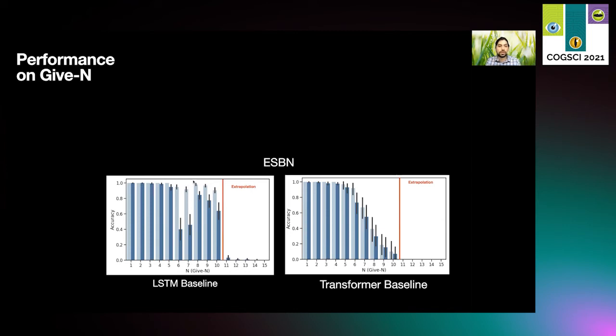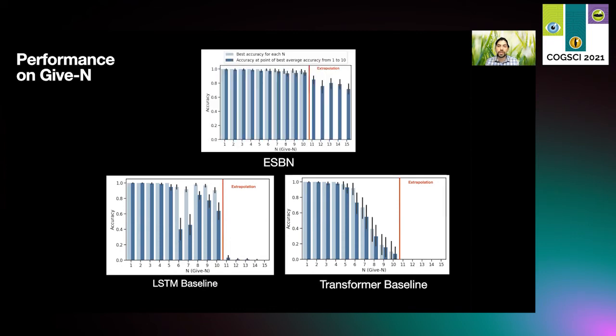And there are 2 bars because, for example, with the LSTM baseline, the light bar indicates the best performance of the network at any time on that n, whereas the blue bar indicates the performance of the network on that n when the network was doing its best on average. This is just because the LSTM baseline sometimes learned give 6 and give 7, but then forgot them later on. So that's illustrated here. Both of them fall off in performance after about n equals 5. The ESBN network does very well on the training set and also displays extrapolation.